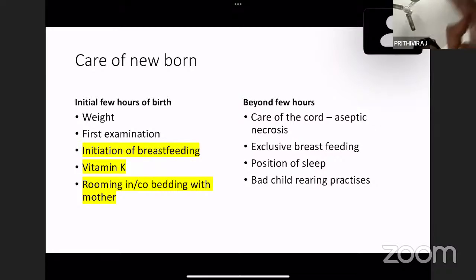Now care of the newborn in the initial few hours after birth. Initial few hours, as I said, after 1 hour of initial stabilization with the mother, skin to skin contact, initiation of breastfeeding, weigh the baby on an electronic scale, examine the baby for any anomalies. What are the anomalies you will be seeing?